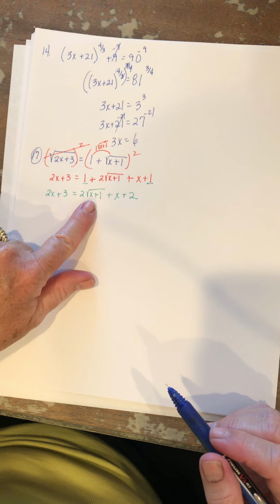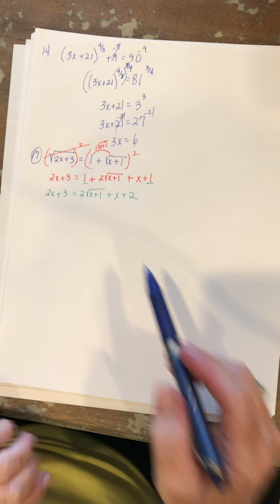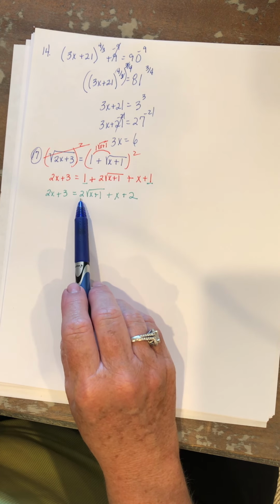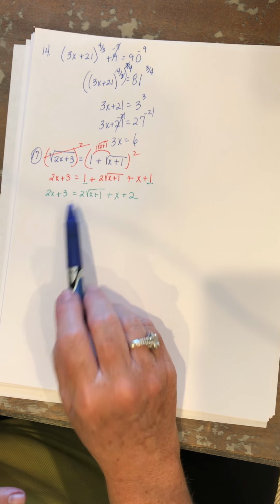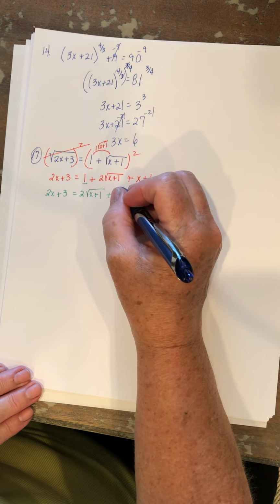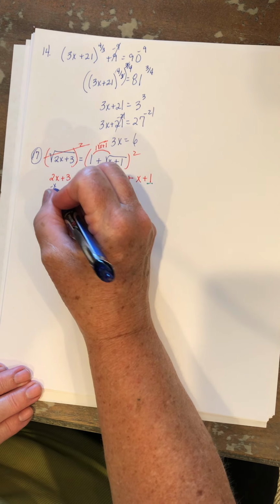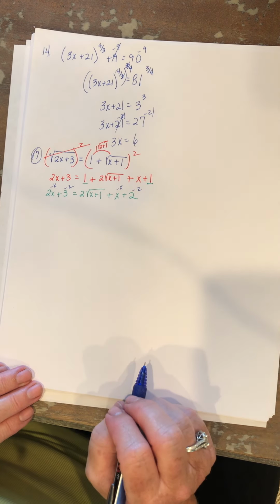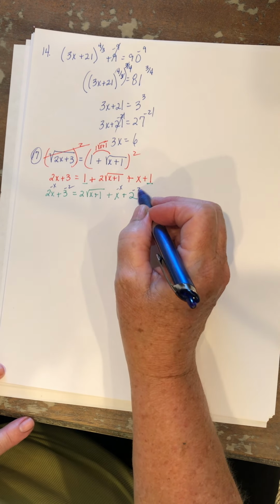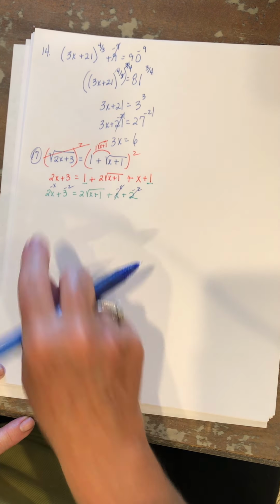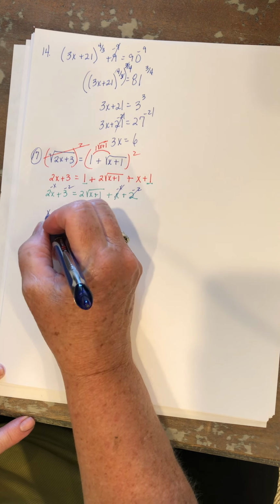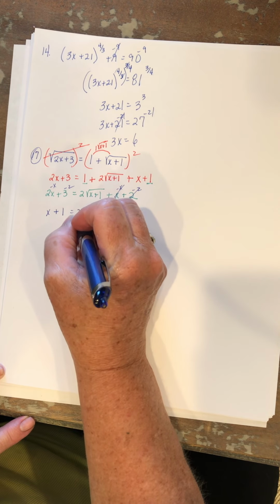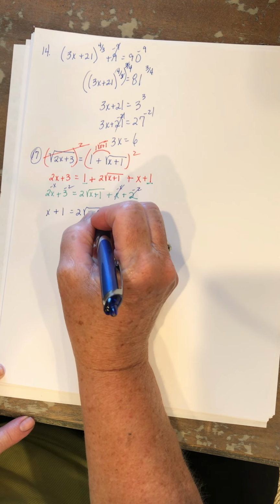I have to isolate this radical right here. So the first thing I'm going to do is get rid of these guys right here. The last thing I'll do is get rid of the 2. So I'm going to subtract x from both sides, and I'm going to subtract 2 from both sides. These cancel. 2x minus x is x. And 3 minus 2 is 1. So now he looks like this.